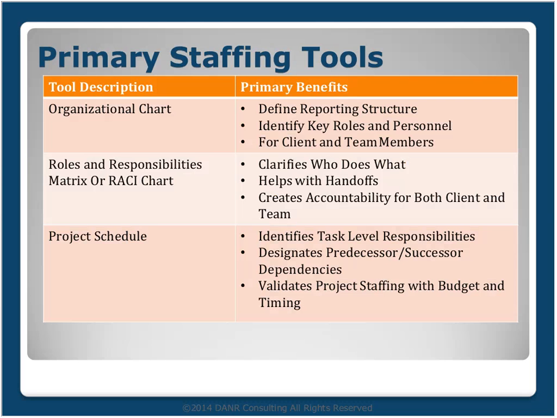So let's look at what tools we have available to help with project staffing. Well, the first and highest level is an org chart. Org charts help define project reporting structure. They also identify key roles and personnel, for both client and team members. So org charts are kind of the high-level look. The second level down, a bit more granular, is a roles and responsibilities matrix, or a RACI chart. Fundamentally, RACI or roles and responsibility matrices clarify who does what. They assist in identifying when and to whom things are handed off. And they create accountability both with the client and the system integrator team.